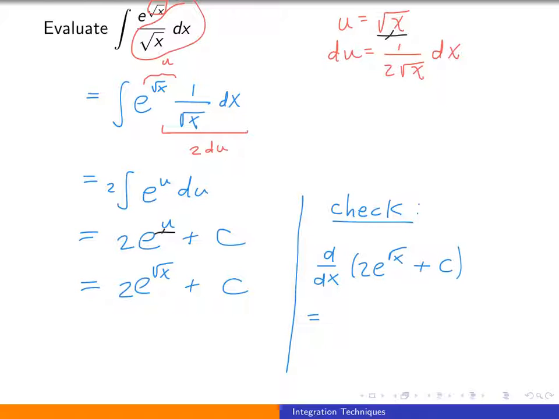So differentiating via the chain rule in the first term, we take the derivative of the outside function, which is e, evaluate it at the inside function, multiply it by the derivative of the inside function, and then plus the derivative of c, which is just 0. The 2's cancel, and we have exactly the integrand that we started with, e to the square root x over square root x.